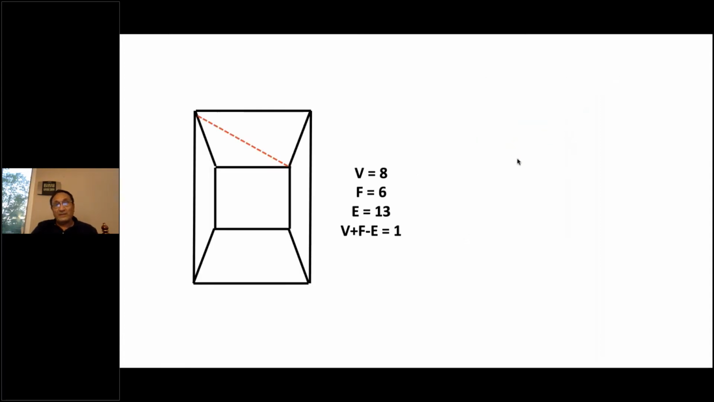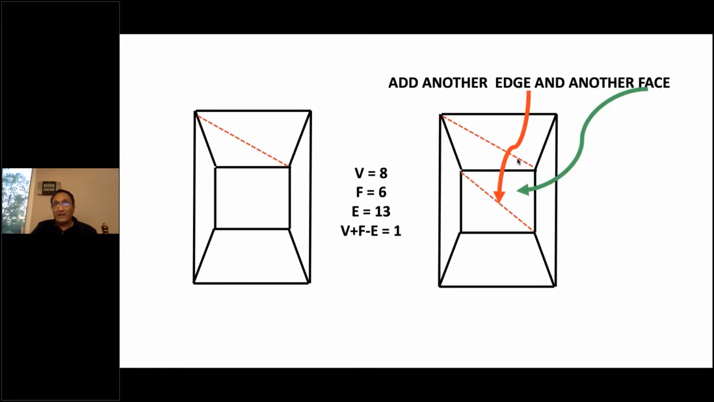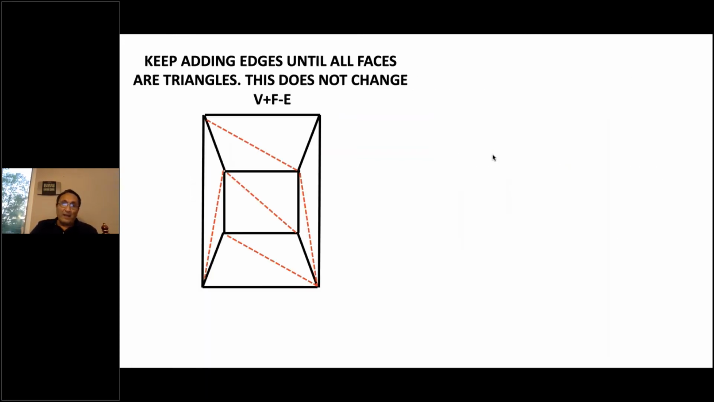Okay, so we take this squashed cube with the edge added, and we add another edge and another face somewhere in the middle. And again, you'll see that we added an edge, we added a face. V plus F minus E didn't change. We can keep doing this until all faces are triangles. And you can convince yourself that this will not change V plus F minus E. Whatever it was before, it will remain the same as it was before.